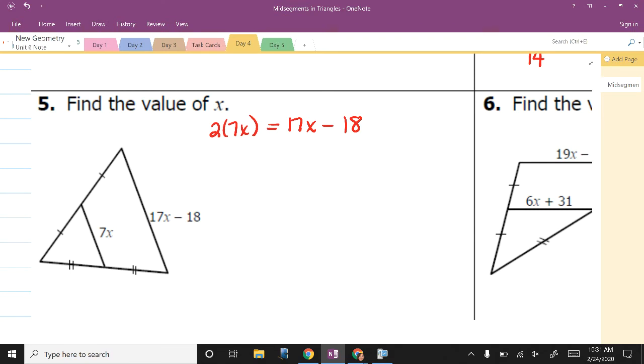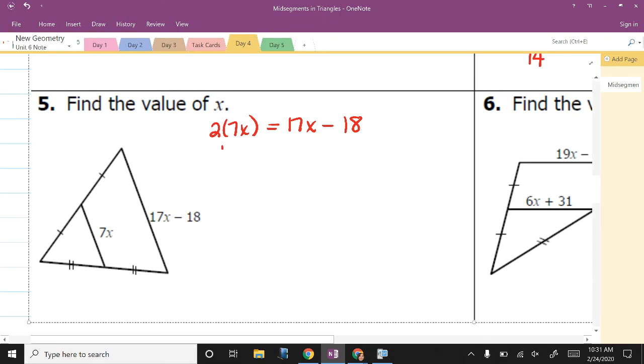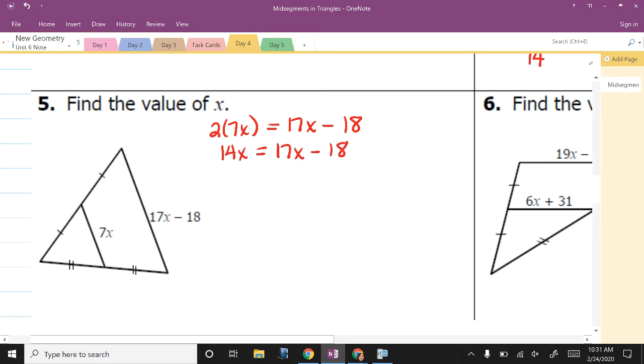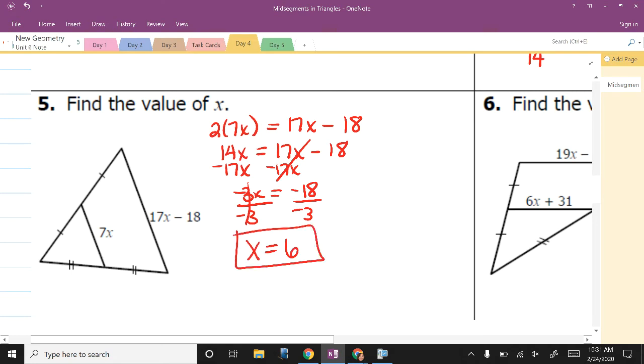Double the mid-segment to get the outside segment. So then we're just going to work it out. What's 2 times 7x? 14x equals 17x minus 18. I'm going to subtract 17x. And 14x minus 17x is negative 3x, equals negative 18. Divide by negative 3, and x equals 6. Now, they didn't ask me to find the actual segments, but could we? Yeah. So any questions about that?